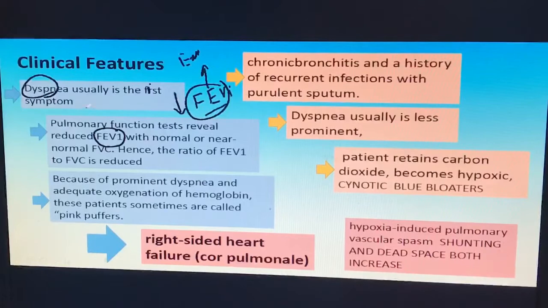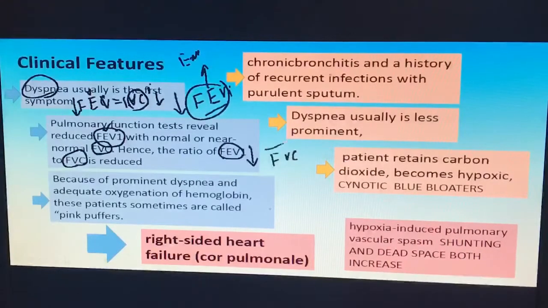The forced expiratory volume depends on the forced vital capacity. The vital capacity is taking a full forceful inspiration and then expiring all the air. So the forced expiratory volume is decreased, and the forced vital capacity is near normal, with only a little reduction. So the ratio of forced expiratory volume to vital capacity is decreased.